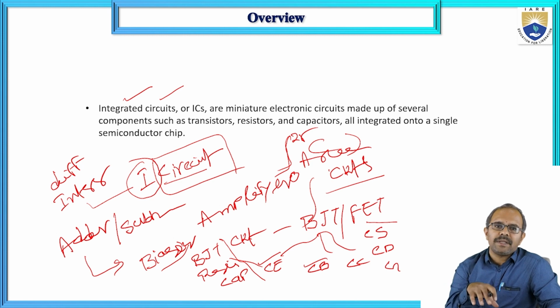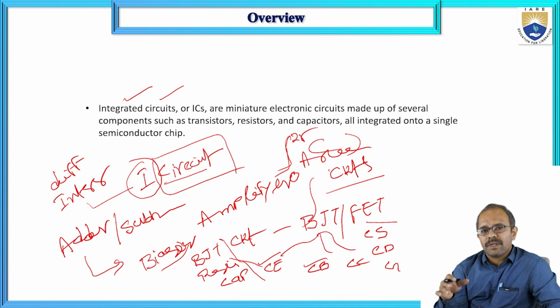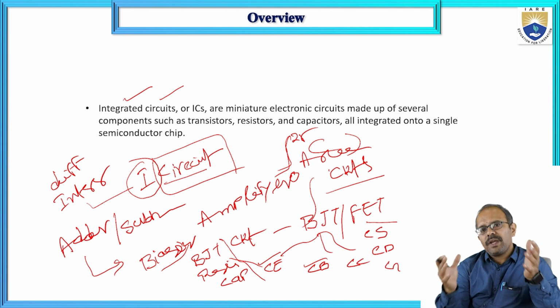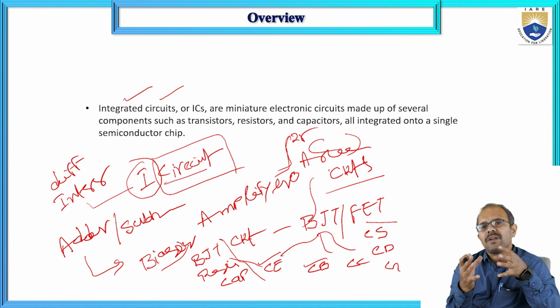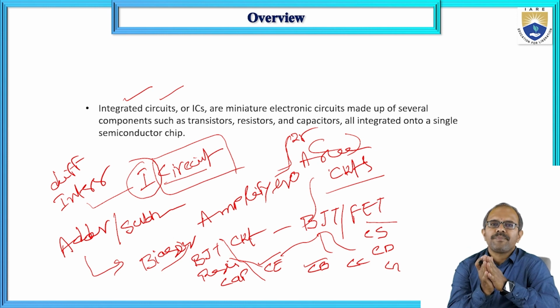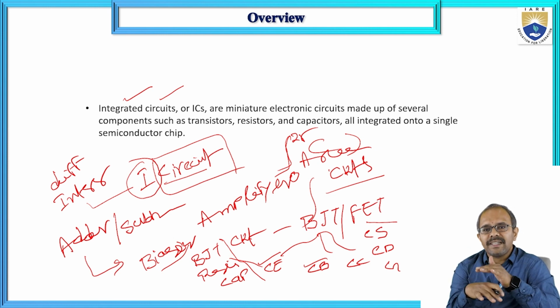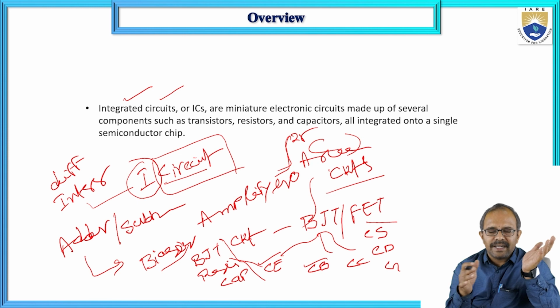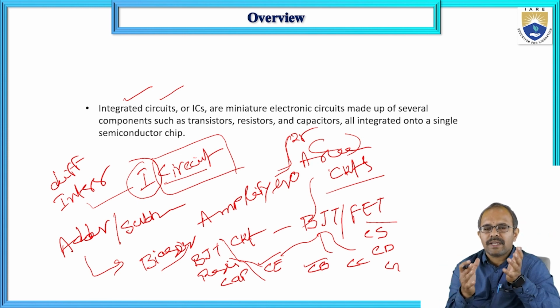Here integrated means integration of several components. So we are going to design a circuit with several components, and these components are integrated. That means connected together. They will come together on a single platform. That is nothing but an IC.